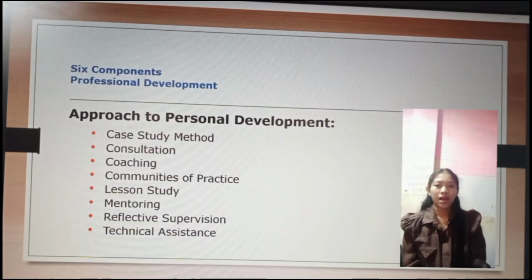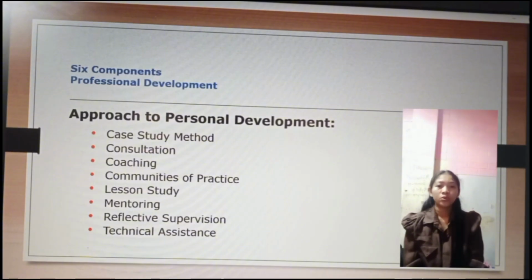Case study method, analyzing real-life or hypothetical scenarios to understand problems and develop solutions. Example, a business student analyzing the marketing strategies of successful companies to learn how to improve their own marketing campaigns. Consultation, seeking advice and guidance from experts or experienced professionals in a specific field. Example, a startup founder consulting a business consultant to develop a business plan and secure funding.